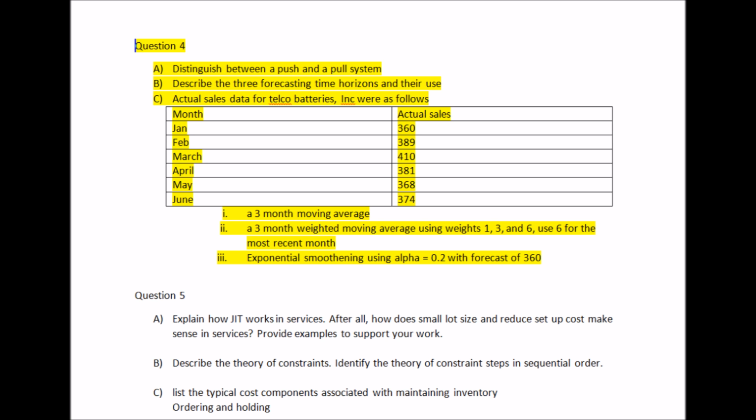What about weighted moving average? We've got here a 3 month weighted moving average using weights of 1, 3 and 6. Use 6 for the most recent month. So the most.